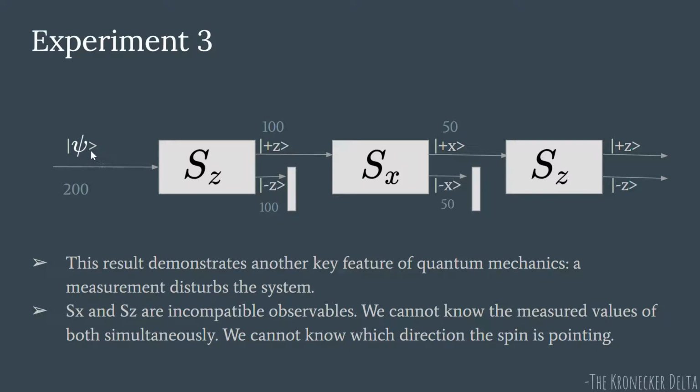When you have the input state, it has 50% probability that it can be pointing in the up direction in Z, or 50% probability that it will be pointing down along Z. So if you have 200 atoms, 100 atoms show up here, 100 atoms show up here. It's probabilistic. Now, if you have blocked this 100, you input these plus Z 100 atoms to the Sx measurement. Like we said in experiment 2, this plus Z state is equally probable to be in plus X and in minus X, right? So of the 100 atoms, 50 end up pointing up along X, 50 end up pointing down along X. We block the lower one.